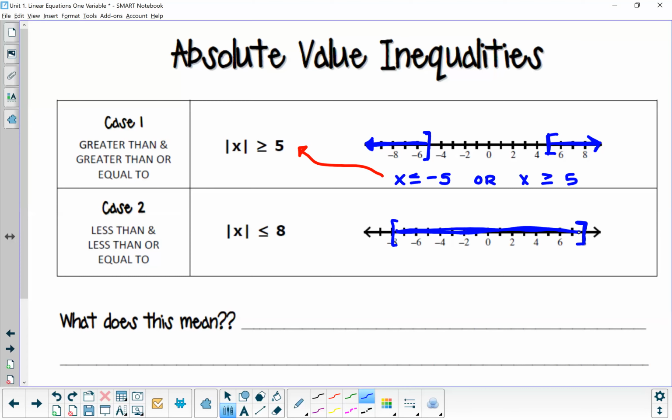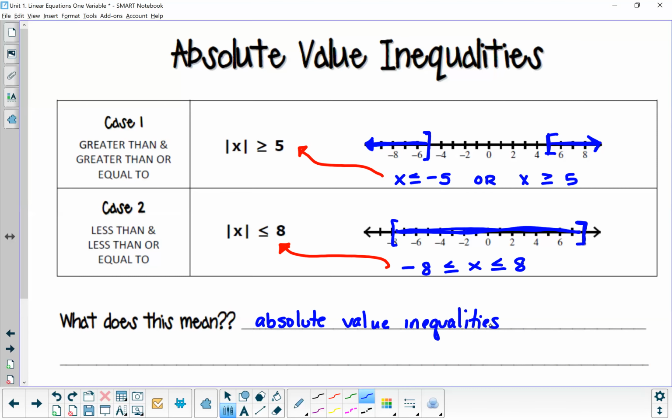Right, so our compound inequality equivalent to the absolute value of x less than or equal to 8 will be -8 is less than or equal to x, which is less than or equal to 8. So that means the same thing as our original absolute value inequality. So what this means is absolute value inequalities, they're really just compound inequalities.